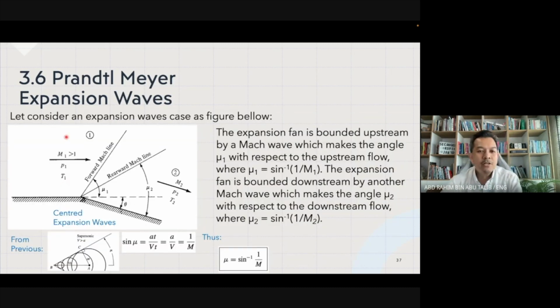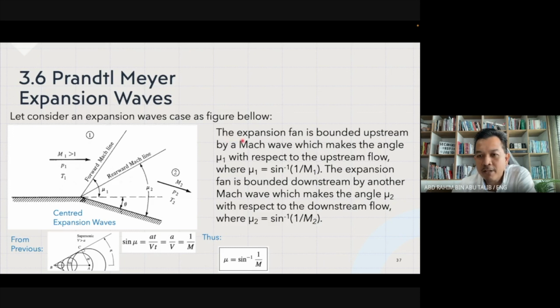Now, let us consider an expansion wave case as in the figure below. So we have this center of expansion wave, so the theta is downwards. So we have properties like this.